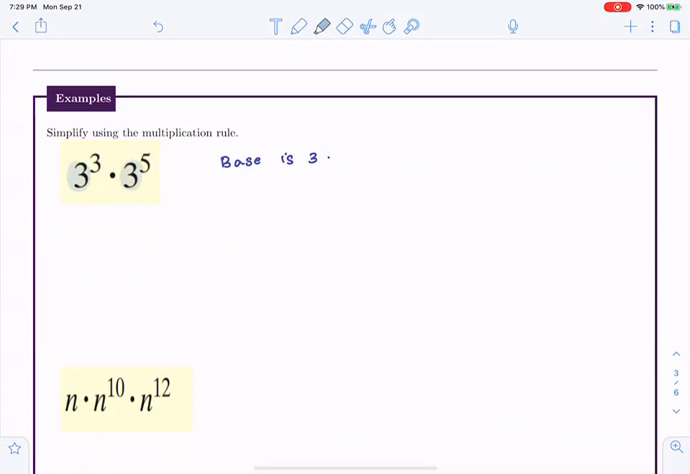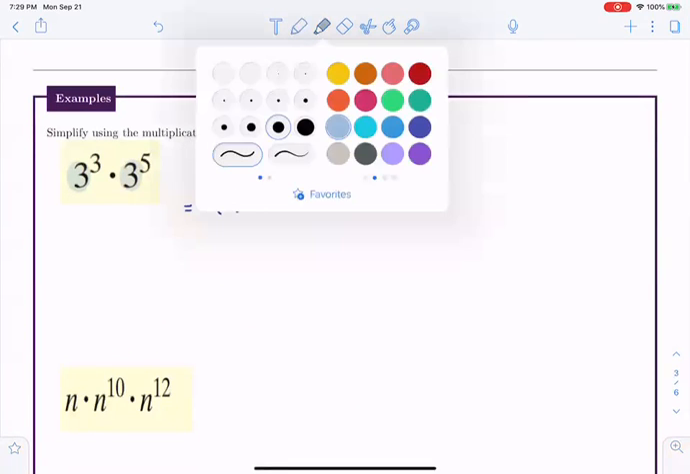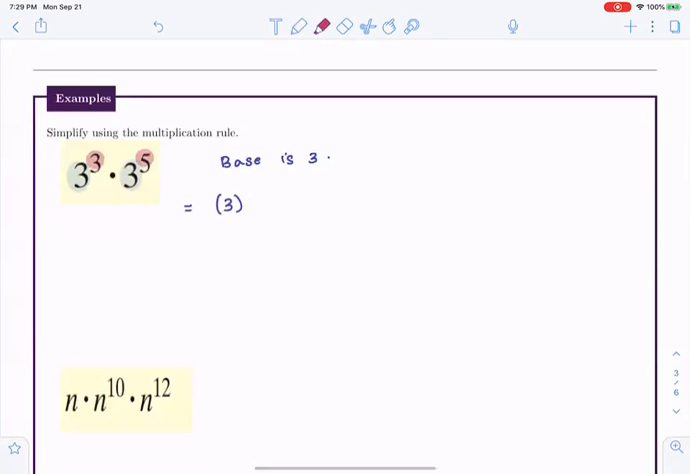Base 3, base 3. So if the bases are identical, we simply write that common base and add the powers. The powers here are 3 and 5. So 3 raised to 3 plus 5, which would give us 3 raised to 8.